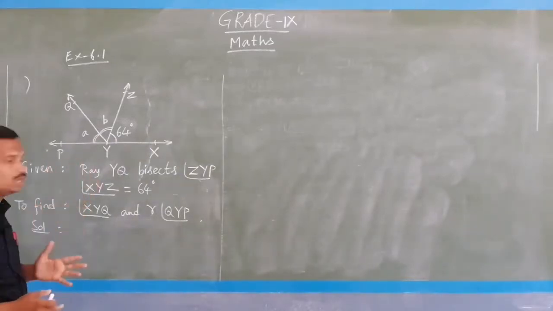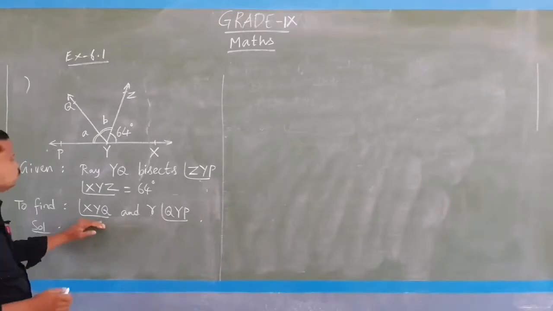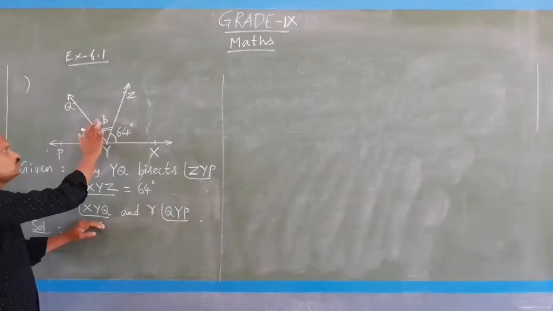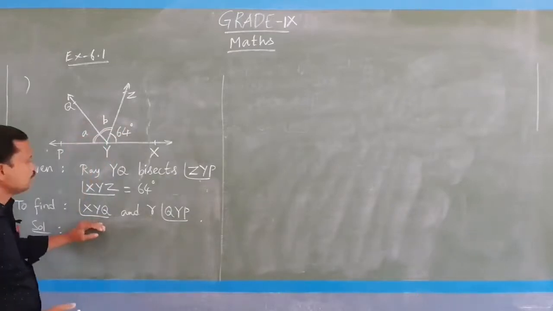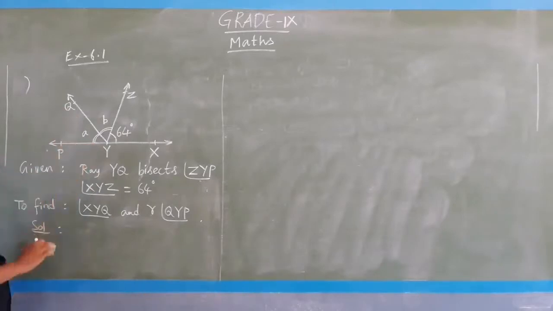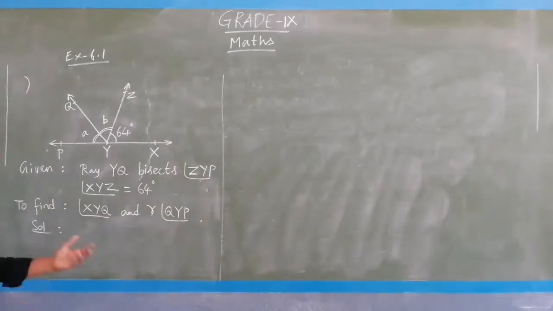Diagram also we have to draw, and after that they are asking to find the angle XYQ. How do you get it? If you add these two, we can get XYQ, and then the reflex of QYP. After finding QYP, you can find the reflex of QYP. You do it by yourself or you try, but I am doing it now.